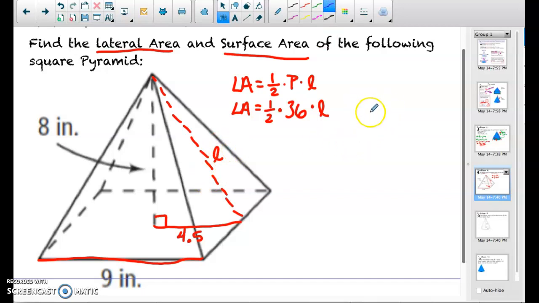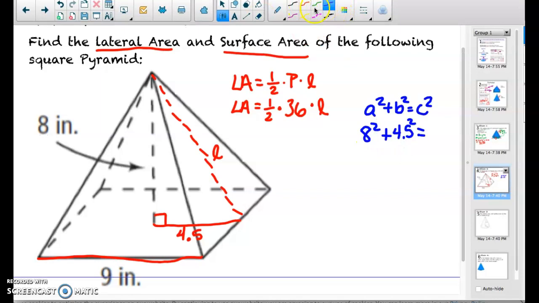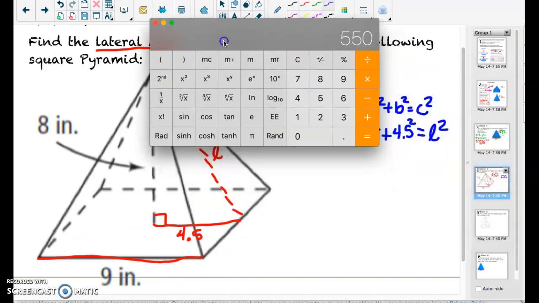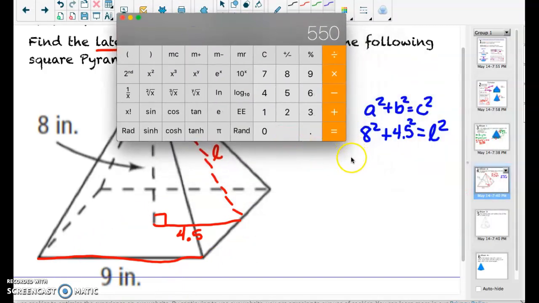So I'm going to plug in to the Pythagorean theorem. The a squared plus b squared is equal to c squared. The a and the b are the two legs that are making the right angle, the 8 and the 4.5. So I've got 8 squared plus 4.5 squared is equal to our slant height squared. So now I'm going to do some of the squaring here, and I'm going to pull out the calculator for that 4.5 squared. I know 8 squared is 64.